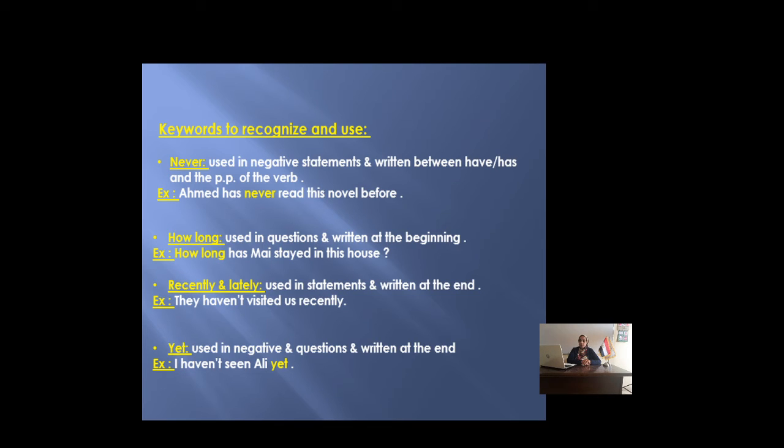Then we have yet. Yet is used in the negative form and in the question form. Have you done your homework yet? No, I haven't done my homework yet. So also it's a very, very sad one because it comes at the end of the sentence.